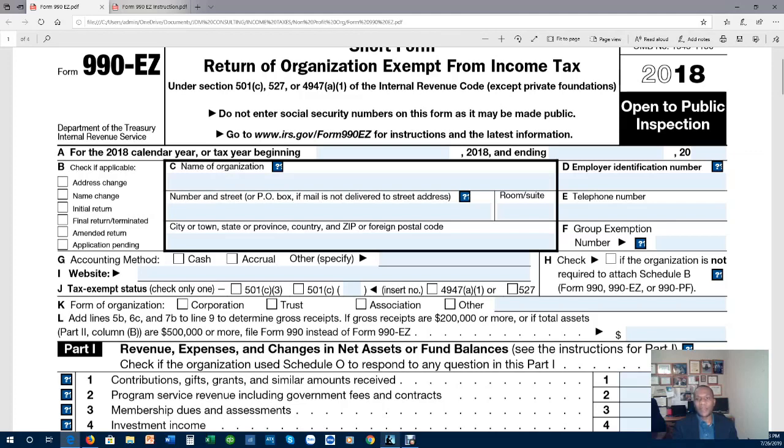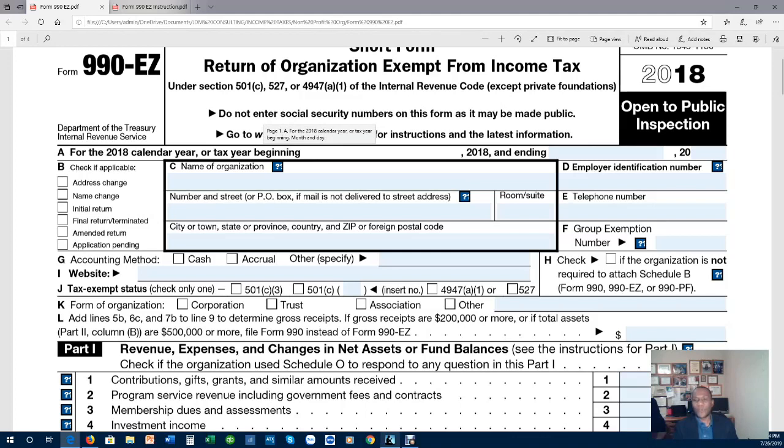If you are a calendar year taxpayer, you don't have to indicate dates, basically January 1st through December 31. But if you are a fiscal year taxpayer, you have to. So this is for the calendar year 2018. Or if you are a fiscal year taxpayer, you have to enter your year here.